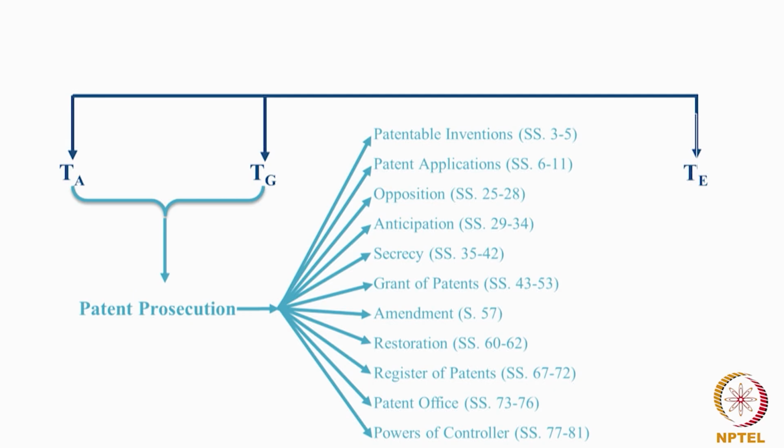Then restoration of lapsed patents for non-payment of renewal fees are covered, again a procedure at the patent office. These are covered in sections 60 to 62. Then the patent office maintains a register of patents that's contained in sections 67 and 72. Then the patent office has certain powers and functions. The structure of the patent office is covered in sections 73 to 76. And the powers of the controller in general are covered in sections 77 to 81.